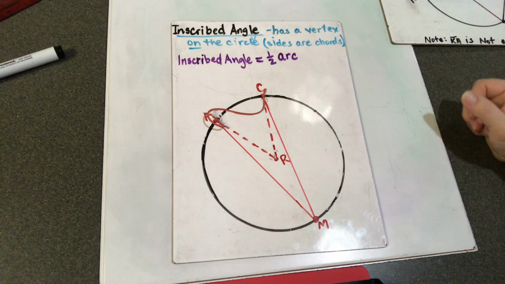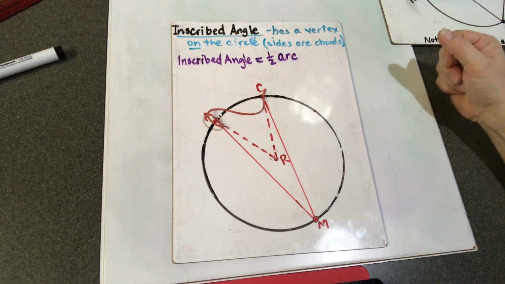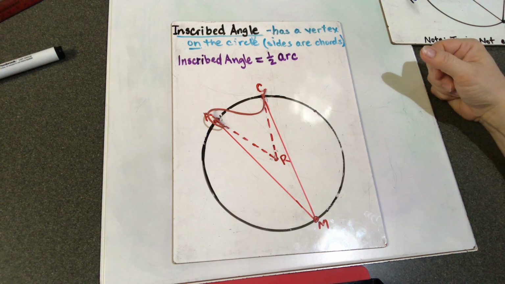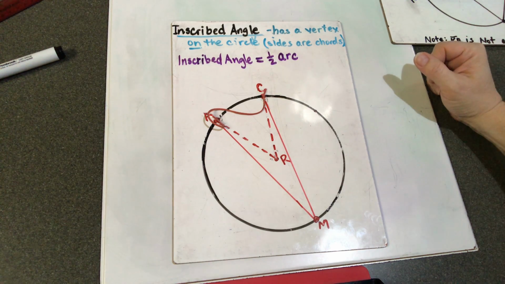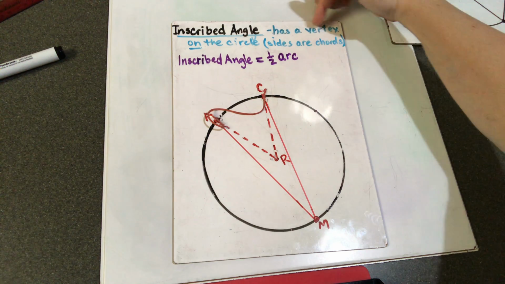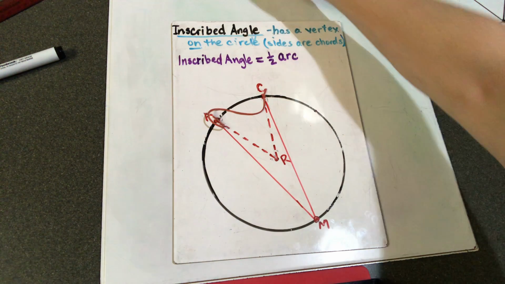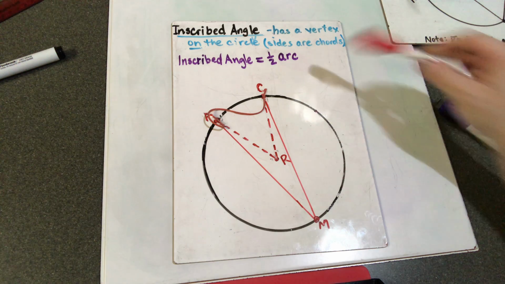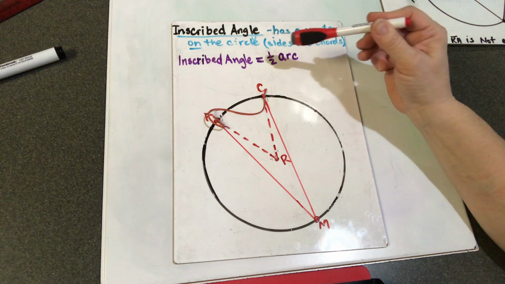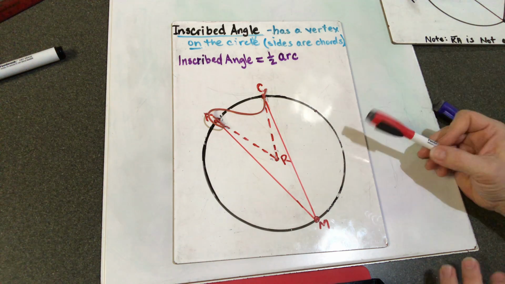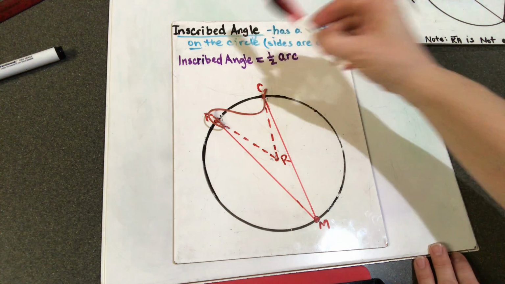Hi, today our lesson is about inscribed angles in a circle. So an inscribed angle is any angle that has a vertex on the circle. So the sides have to be chords, and the vertex, remember that's the point of the angle, the corner, has to be on the circle.